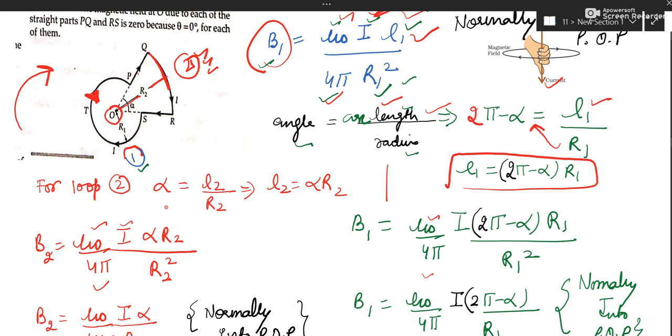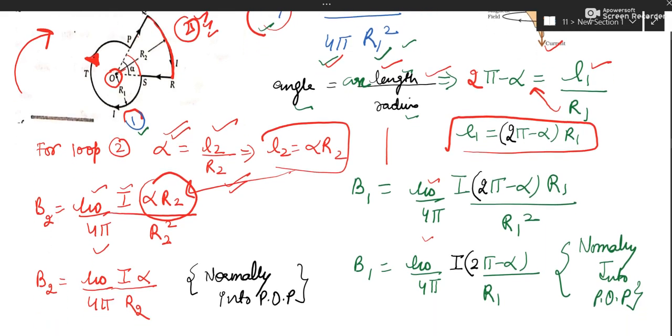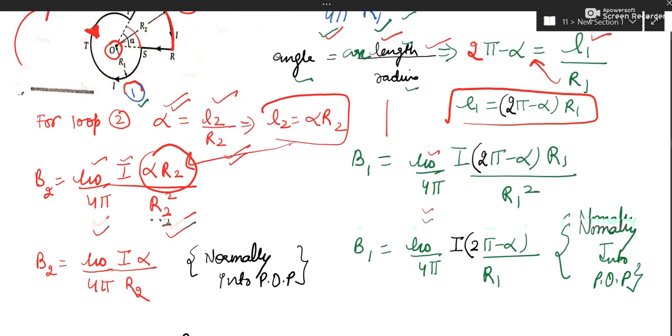Coming to L2. What is L2? You can see the angle is equal to arc upon radius. Radius is R2. And what is the angle? The angle you have to see in front of this arc. So yes, the angle is alpha. So I'm ready with this formula. Substitute L. The distance square is R2 square, so one power will be cancelled.